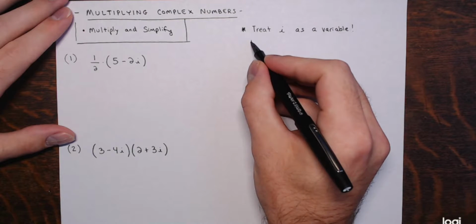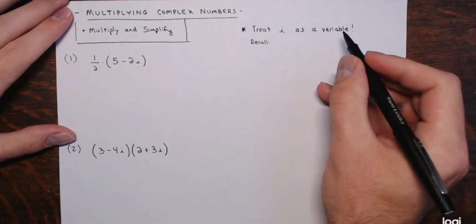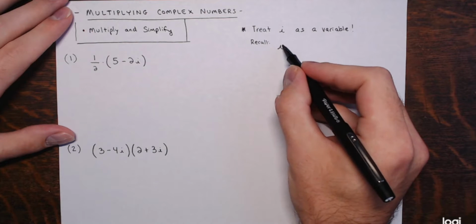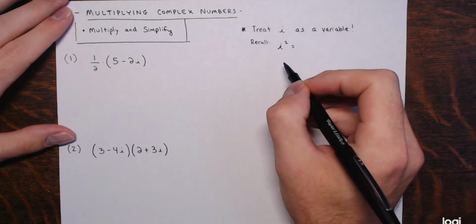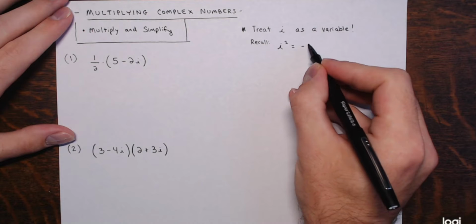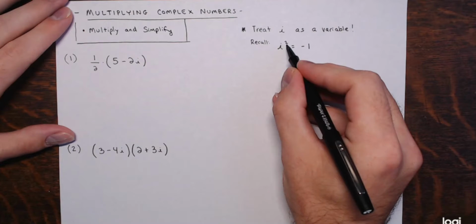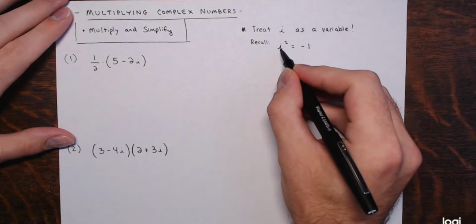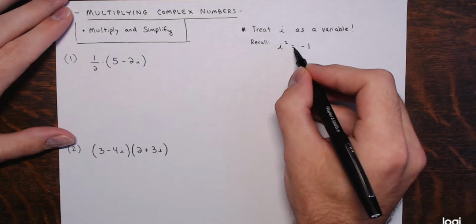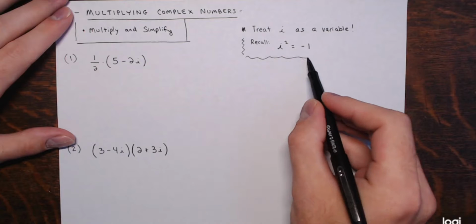But also recall that it's not a variable, and recall that whenever you see i to the second power, right, if you ever see i squared, remember that's -1. So anytime you see i squared in this, replace it with the real number -1, right? That's how i was defined, a number that you can square to get -1. So keep that stuff in mind.